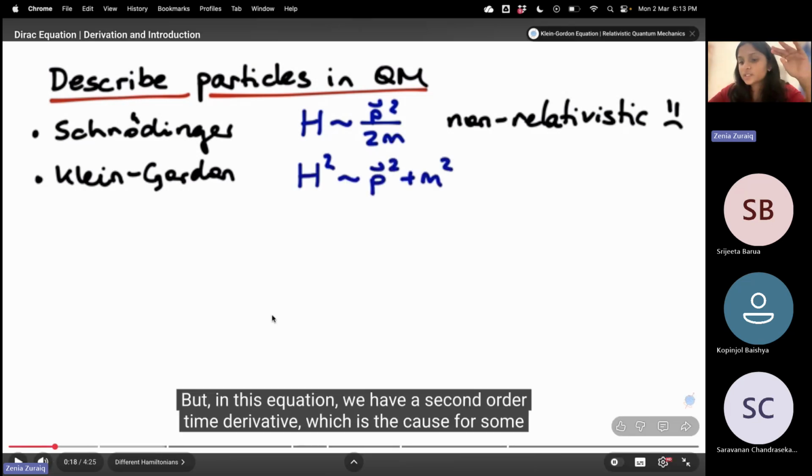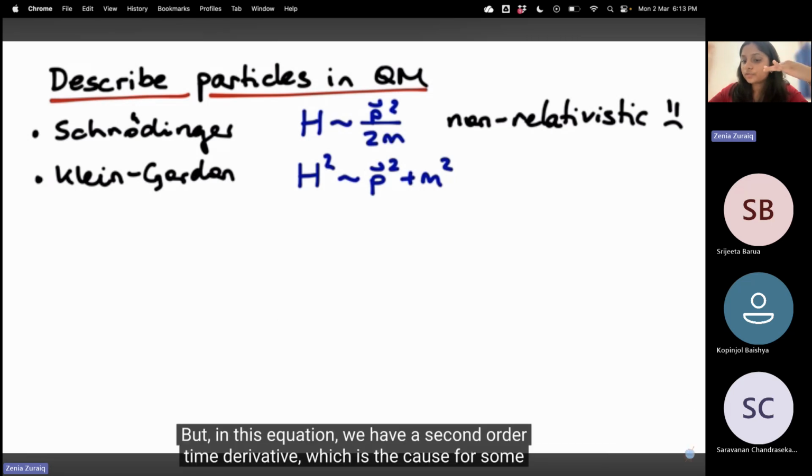So remember, this is how we also derive the Klein-Gordon equation. We first wrote the energy as E squared equals p squared c squared plus m squared c to the power 4. Of course, the reason why you don't see any c's here is because we are working in natural units.